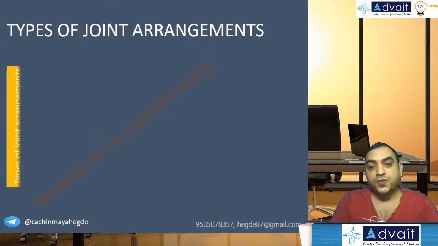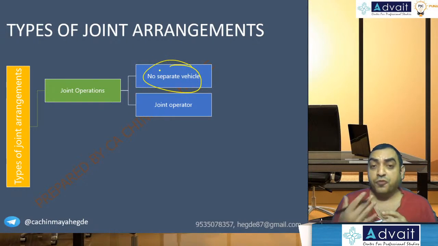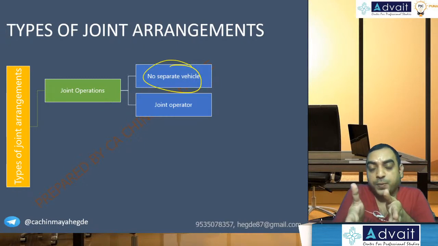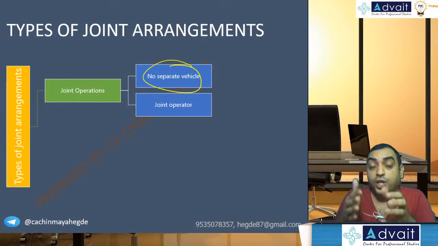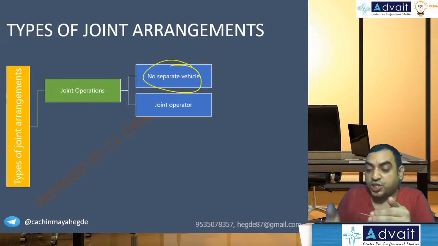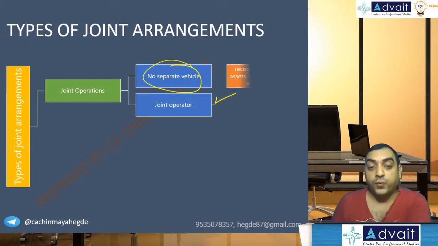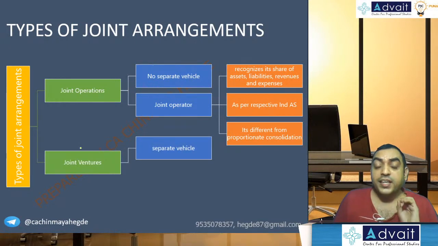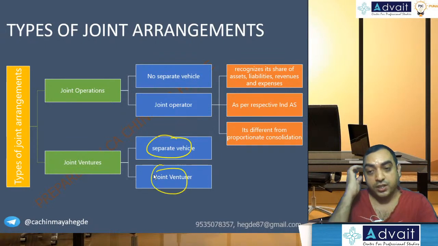Okay. Then types of joint arrangements. We have joint operations, where there is no separate vehicle. For example, oil companies will lay down oil pipes. There are expenses, and whatever expenses of that maintenance, the oil companies will share them. So the oil pipe is not a separate company. It is an operation which is shared among various people. There, you are one of the parties. You can only be called a joint operator. You are just a part of it. You are not a joint venture. Okay. Other points are there, but we will not go into them. Joint venture means a separate vehicle, and the person is called a joint venturer.